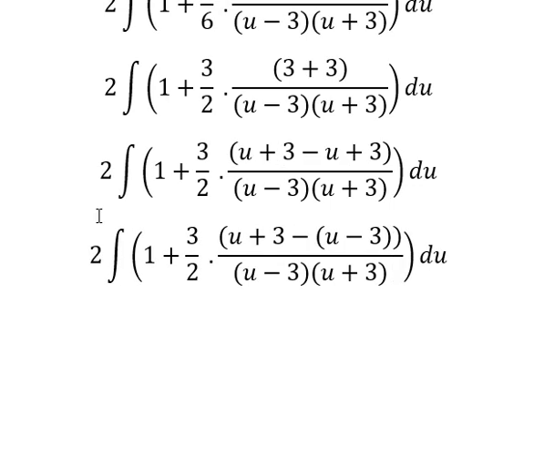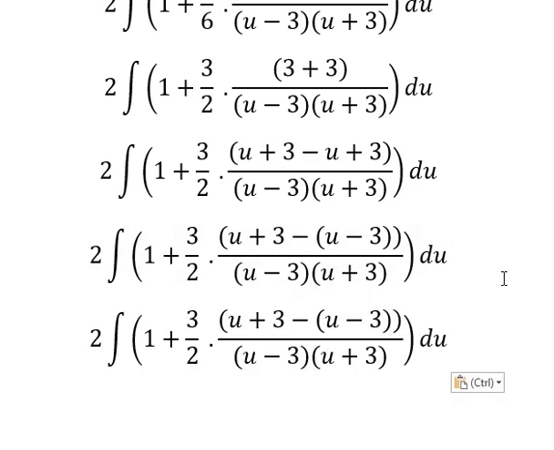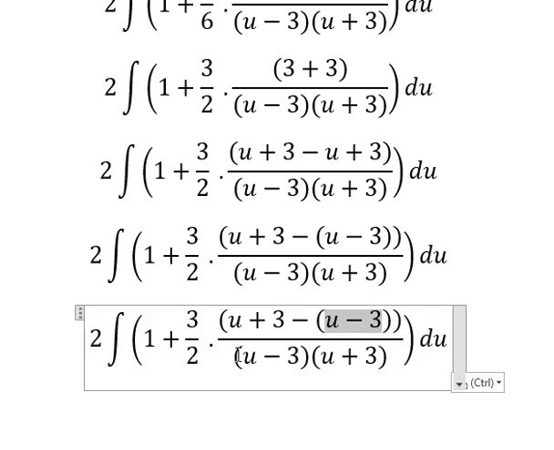So this one divided by this one, so we have number 1. This one divided by this one, we have number 1.